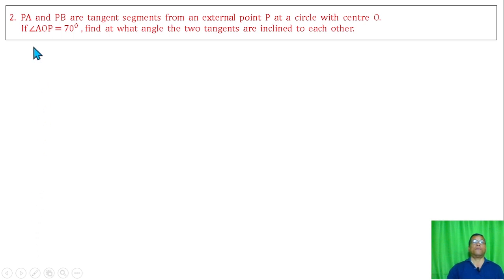Question number 2. PA and PB are tangent segments from an external point P at a circle with center O.